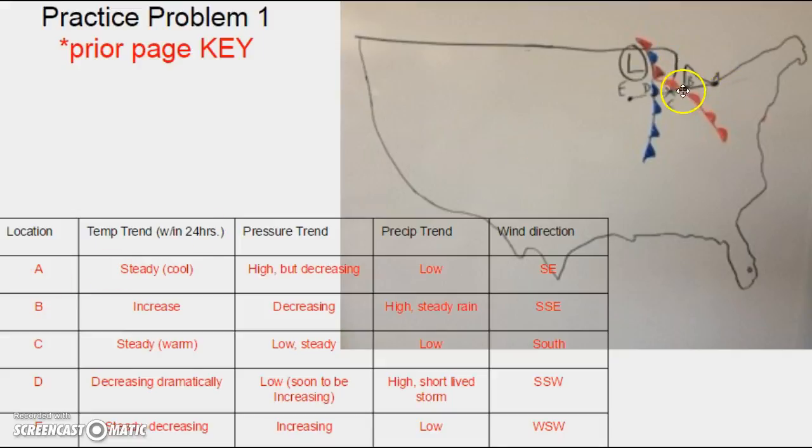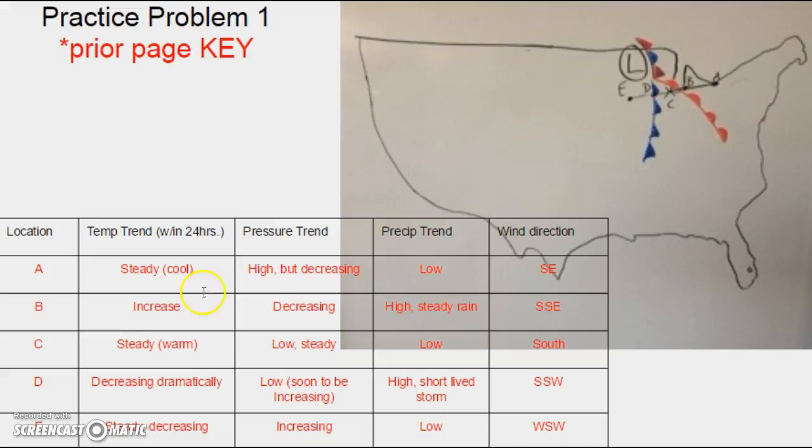Letter B. Now I'm right along the warm front. The temperature trend is going to be increasing. As soon as this warm front rolls through, it's going to go from cool temperatures to warm temperatures. Here's your warm sector of the air mass. The pressure trend, well, the low pressure is getting closer, so it should be decreasing. Precipitation trend, well, I'm right on this. This should be a steady rain right along the warm front, so high chance of precipitation. And then wind direction. Remember, connect the straight line, deflect it to the right, and we would say this is south-southeast. I would also accept southeast, but I think south-southeast is a little bit more precise in this case.